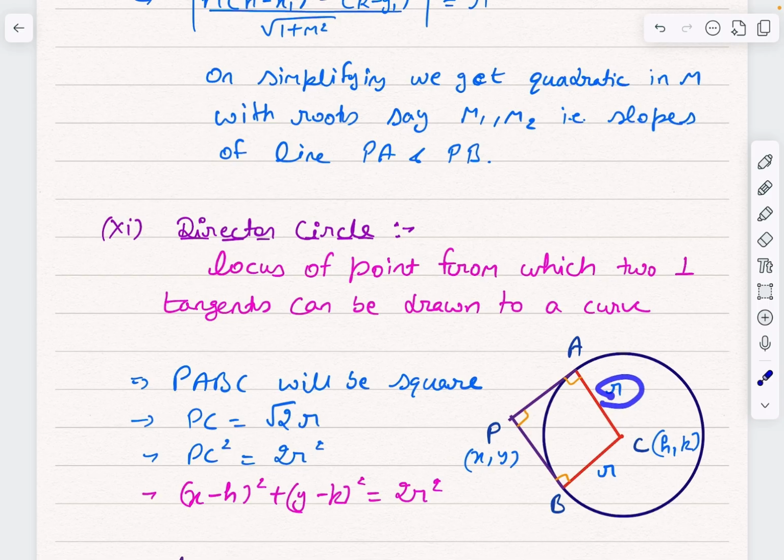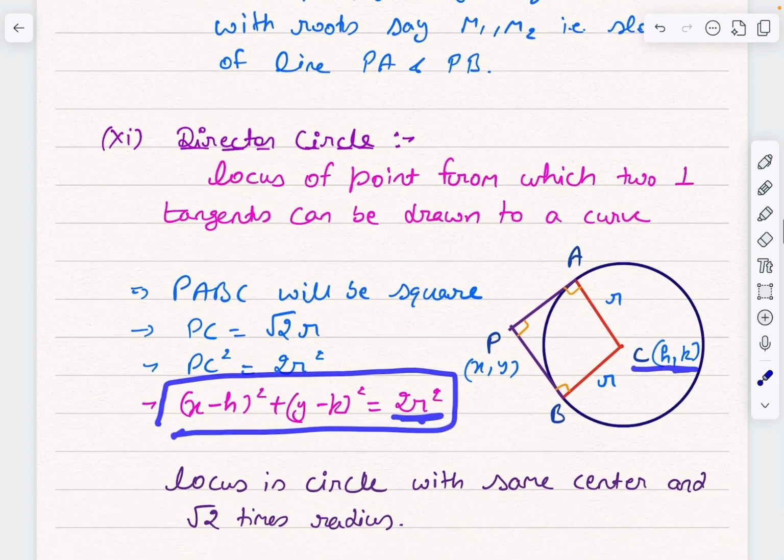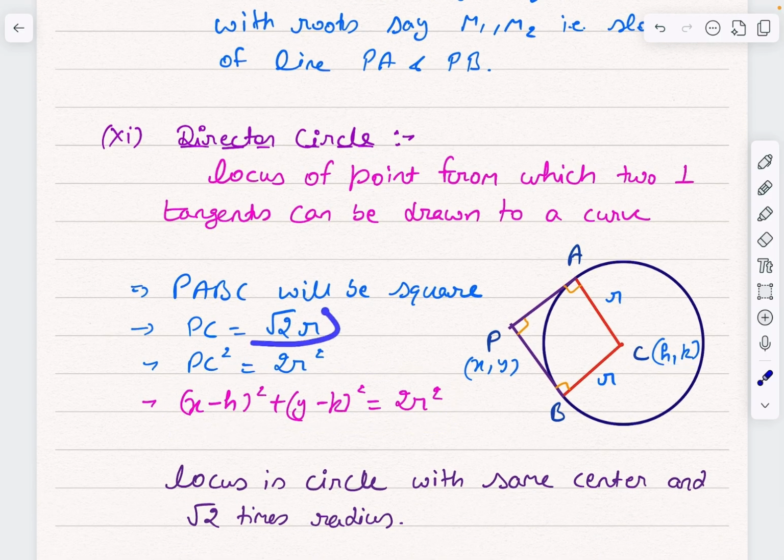So if this is R, this will also be R, this will become root 2R. That means PC distance will always be root 2R, so PC square is 2R square. That means (x minus h) square plus (y minus k) square equals 2R square. You can see this is again the equation of a circle with center (h, k), but the radius is now root 2R.